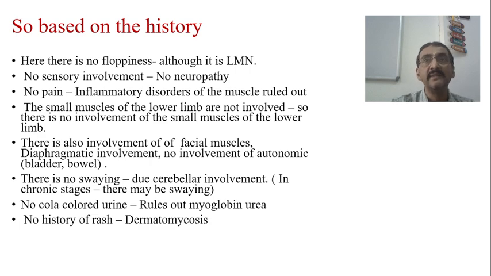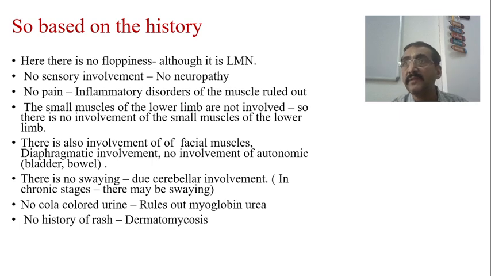There is no history of rash in this case. What is the importance of rash in this case? If it is myositis, one of the most common types of muscle disease is myositis. Muscle disease, as I told, may be functional, structural, or inflammatory. Inflammation causes myositis. One of the most common types of myositis is dermatomyositis. It is an autoimmune disorder, so in dermatomyositis you will have the rash. So presence or absence of the rash is also important to rule out myositis.